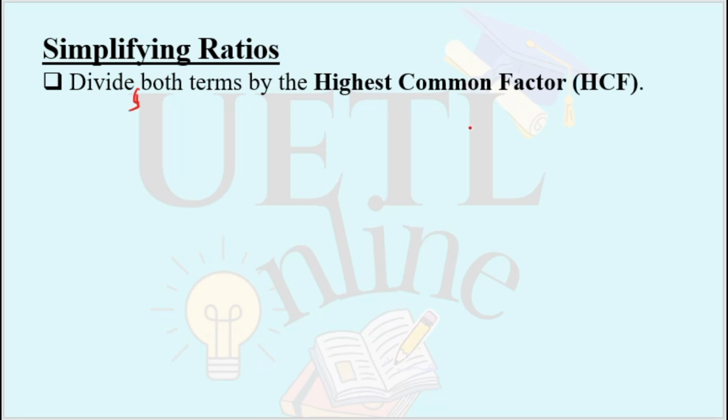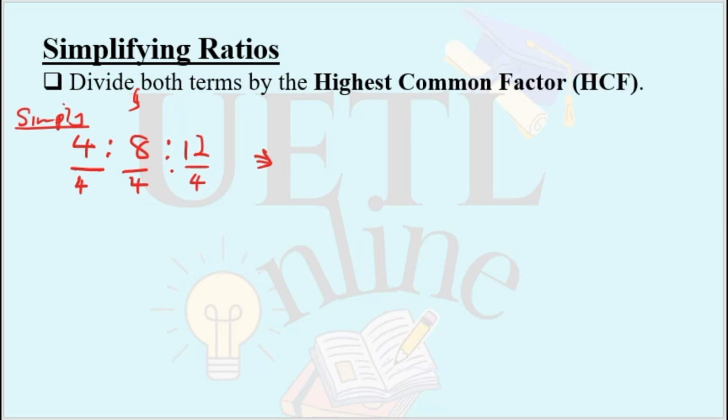Now let's do an example. Let's say you are given the ratio 4:8:12, and you are being asked to simplify it. How do we do that? You have to find the highest common factor of these three numbers. I believe you should know how to find the HCF. In this case, our HCF is 4. You just follow the steps. Now you have to divide each term by the highest common factor, which in this case is 4.